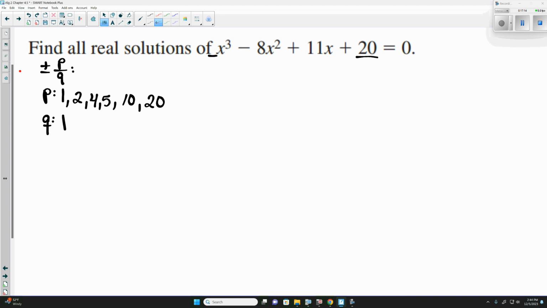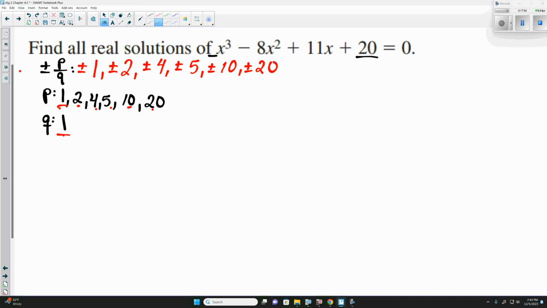So for our rational zeros, we take all the factors of p and divide them by each factor of q. So we're ready for the first one. We have plus or minus 1 divided by 1. Plus or minus 2 divided by 1. Plus or minus 3 or 4 divided by 1. Plus or minus 5 divided by 1, 10 divided by 1, and 20 divided by 1 is 20.